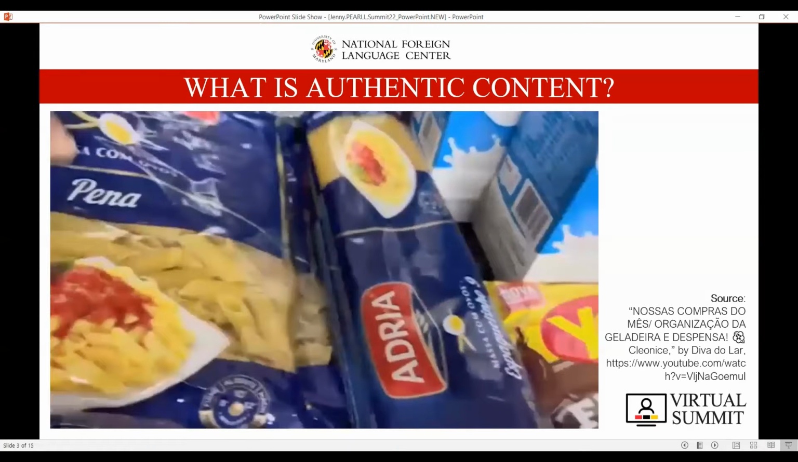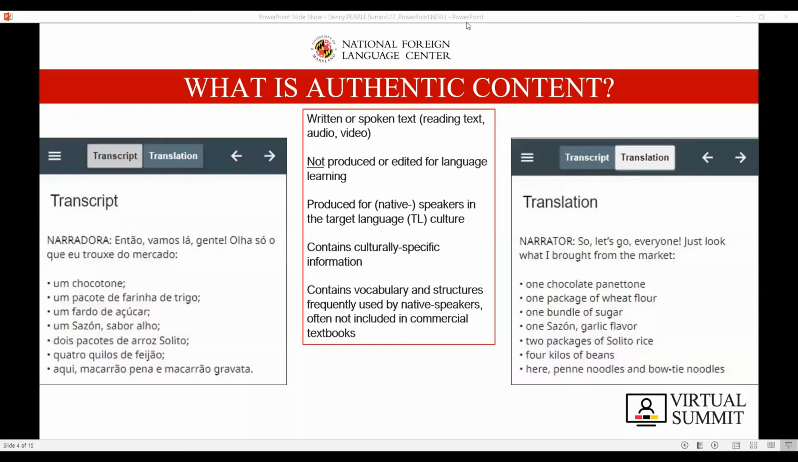So even if you do not speak Portuguese, you probably were able to guess the topic and even some of the vocabulary used in the video. It is basically a vlogger or YouTuber showing her weekly grocery haul. Let's see what the video's transcript and translation look like. As you can see, the transcript and translation contain more individual, loose words rather than complex sentence structures.